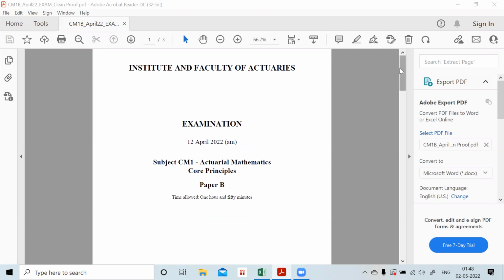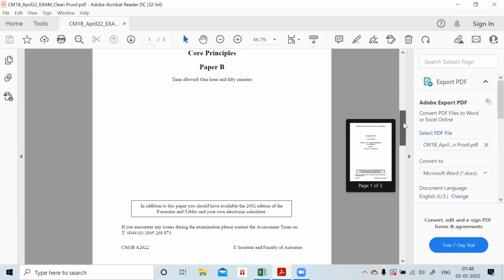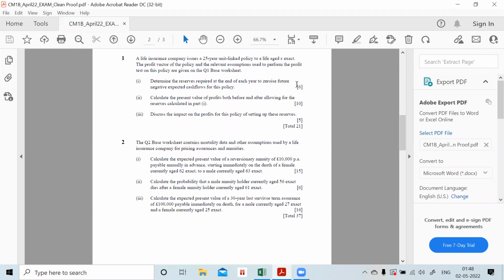Let's start with question number 1. So this is a profit testing question. A life insurance company issues a 25-year unit-linked policy to a life aged x exact. The profit vector for the policy and the relevant assumptions used to perform the profit test on this policy are given in the question 1 worksheet. Determine the reserves required at the end of each year to zeroize the future negative cash flows for this policy.